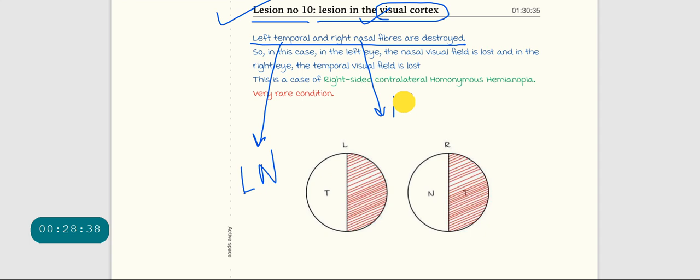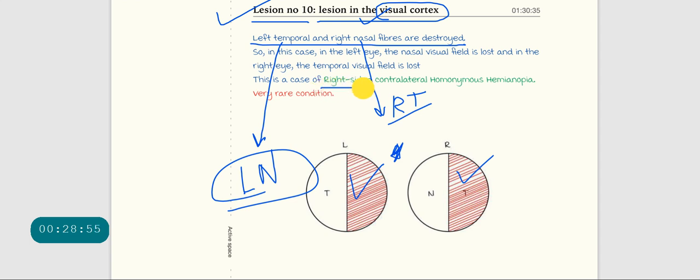This condition is known as right-sided contralateral homonymous hemianopia, and this is a very rare condition. Okay, so that was all about the lesions. Now in the next session we are going to discuss the pupil and its lesions in neuro-ophthalmology.